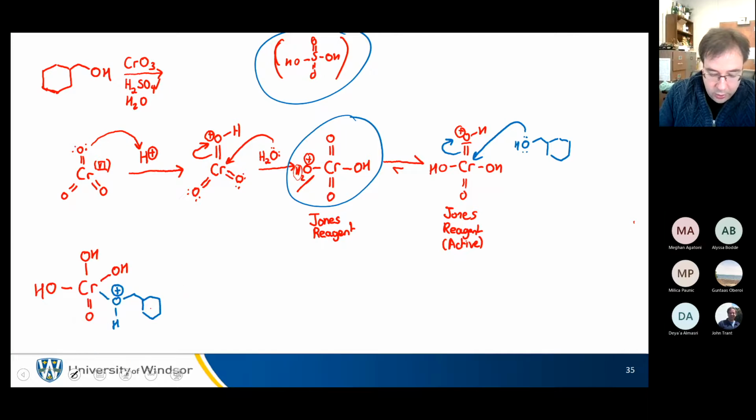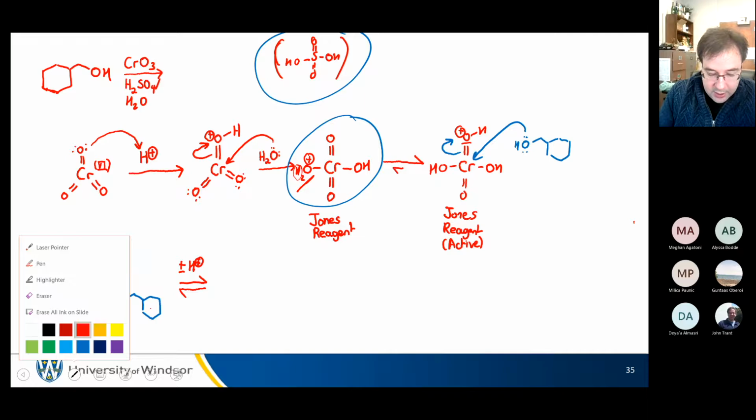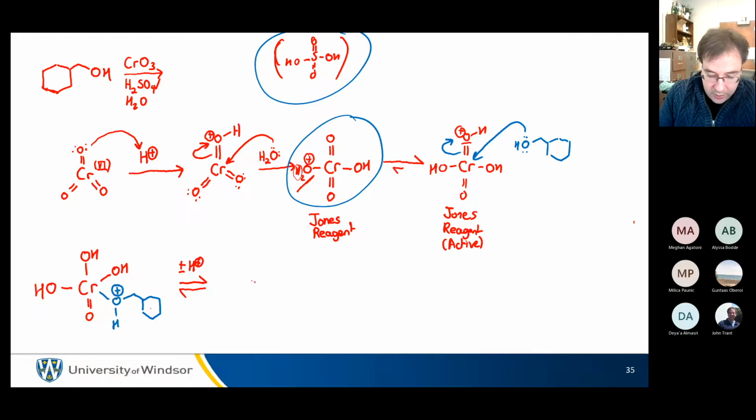I'm now going to do a transfer of the proton because at this point, it can easily go back to what it was. Now we want to kind of stabilize this. So I'm transferring that proton around, and I'm going to put it on one of the other waters.